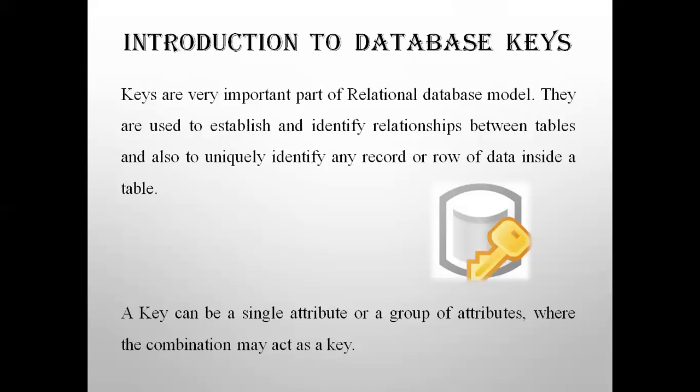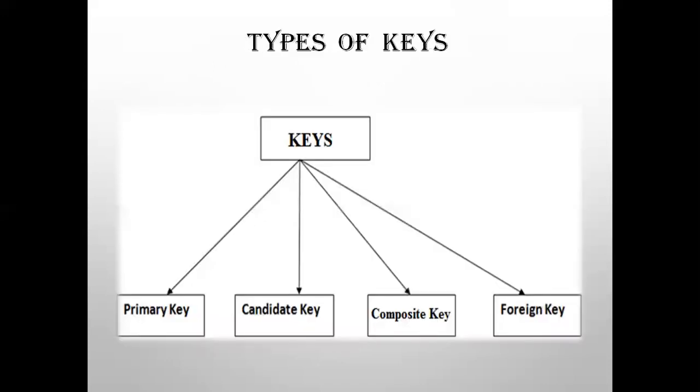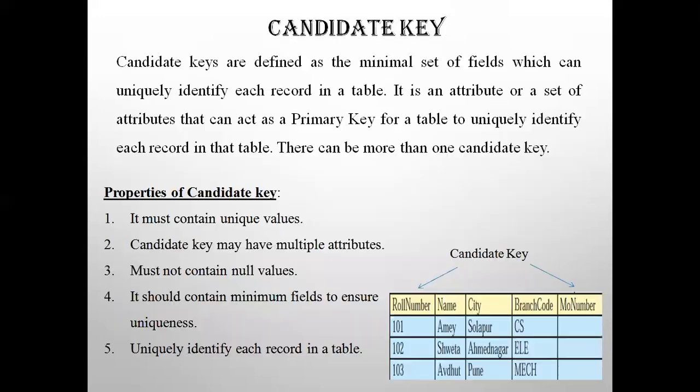So DBMS follows many types of keys, from which we will be learning four types in brief. First one, we will be learning about the candidate key, then the primary key, composite key, and the foreign key. These are the four keys which we'll be learning in detail one by one. First, let's take the candidate key.